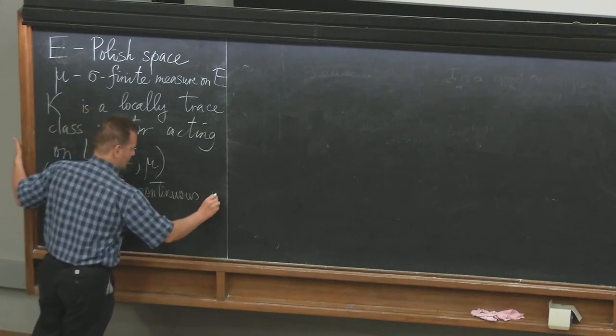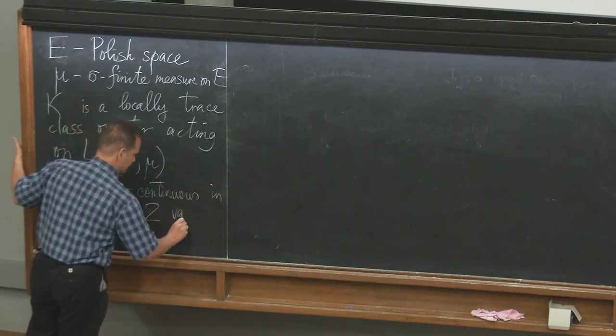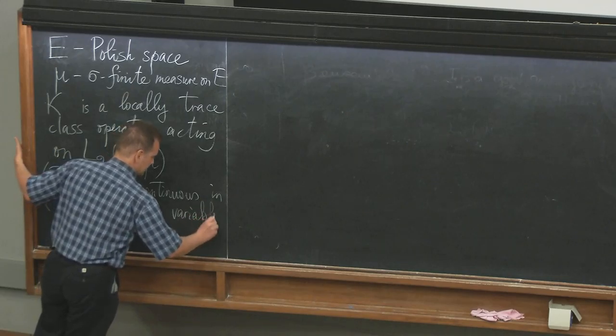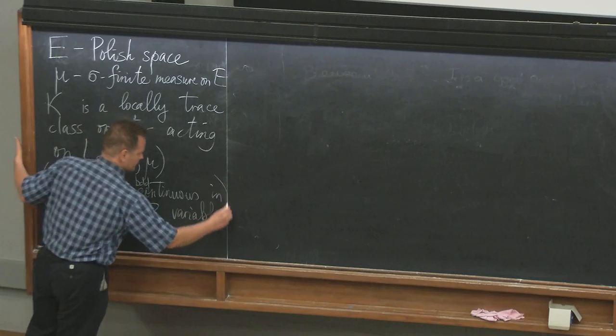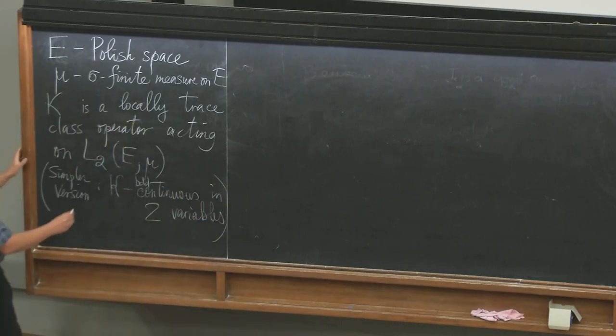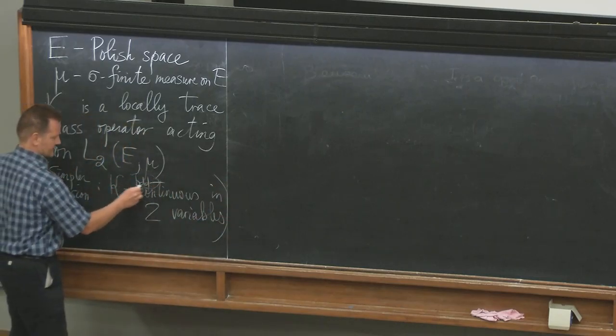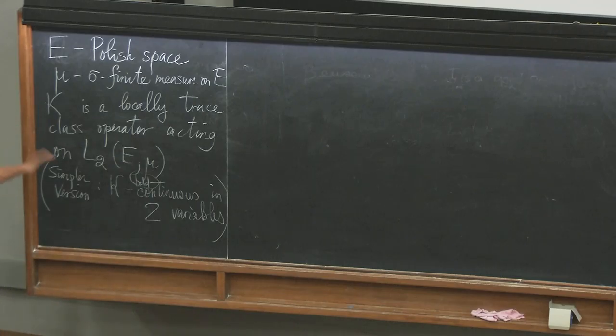Continuous in two variables. Let's say bounded continuous in two variables. Sometimes we will consider unbounded cases also, precisely as in the case of Bessel process, but this is not very important for the moment. So generally, a locally trace class operator acting on L2(E, mu).